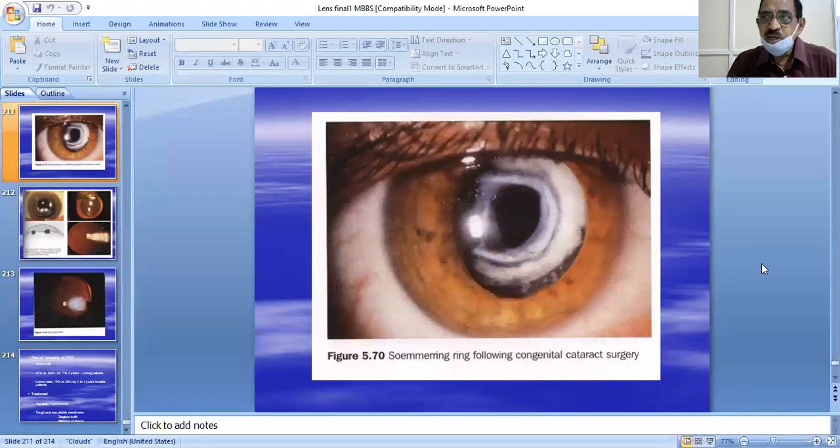There are other special types of lenses. One is the toric lens. The toric IOL is for patients with astigmatism.